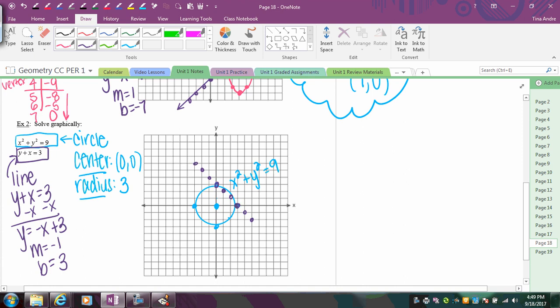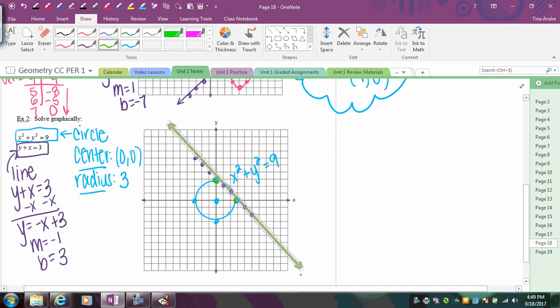I see them right here. So that means I don't really have to draw every single point, but you should be using a straight edge and making sure that your circle or your line is going through your entire graph here. So I'm just going to extend that out. So there's my line, which is y equals negative x plus 3.